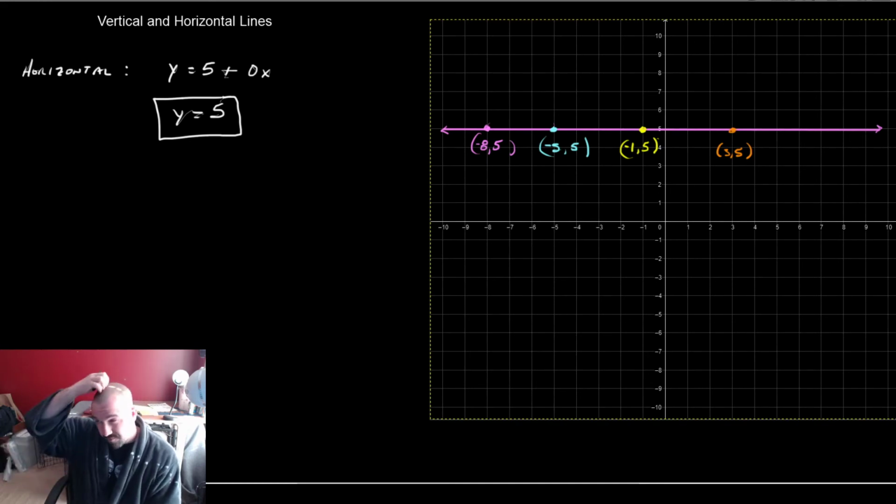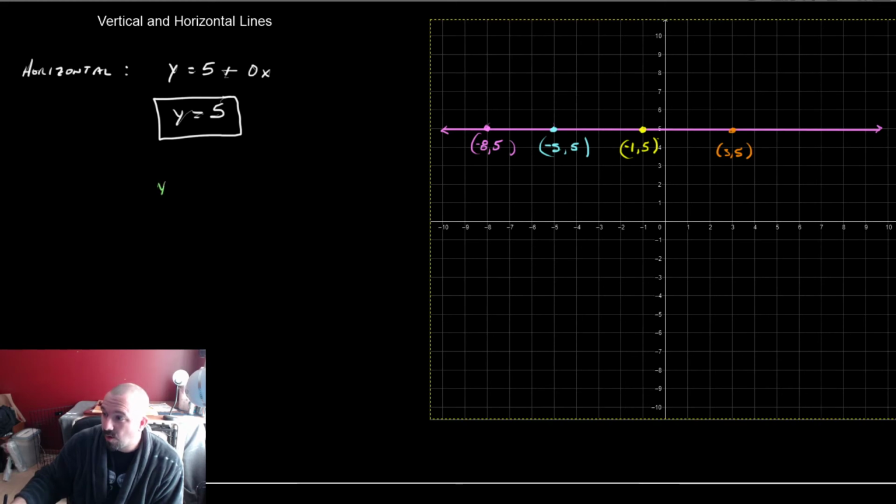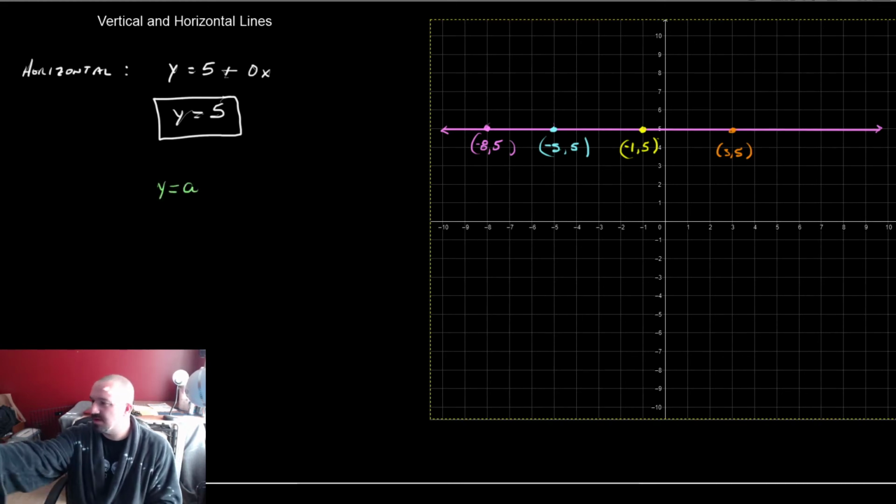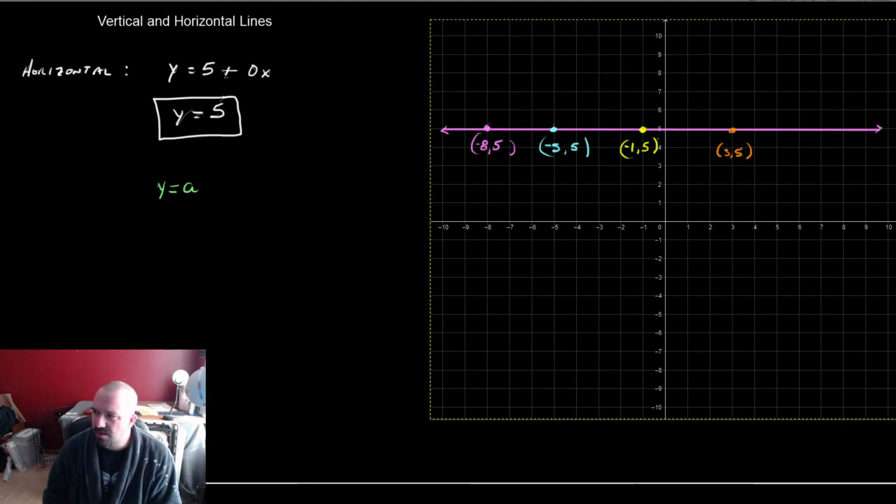If you take a look at all horizontal lines, they will have the format of y is equal to a. A is whatever number it's passing through. Whatever the y coordinate is of that line, that's the value of a. You just stick it in there. It's a little bit weird.